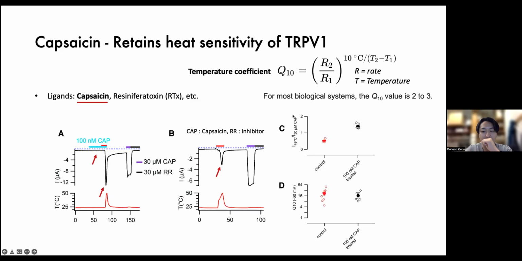Also, we measured the Q10. Q10, the temperature coefficient, is a measure of temperature sensitivity based on chemical reaction. We can calculate the Q10 using this equation. For most biological systems, the Q10 value is 2 to 3. The Q10 of thermo-TRP channels is over 10. As you can see here, this is the control and this is the pre-treatment with capsaicin. The heat sensitivity is not substantially affected by pre-treatment with capsaicin.